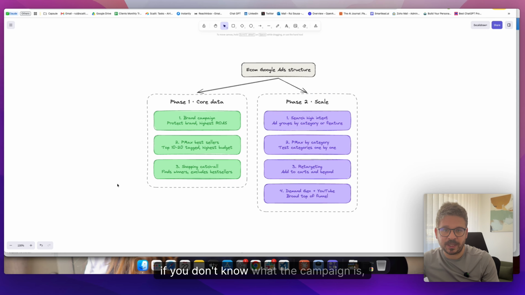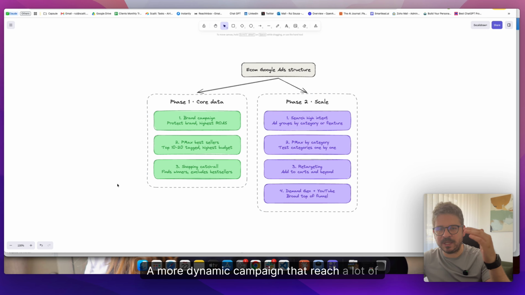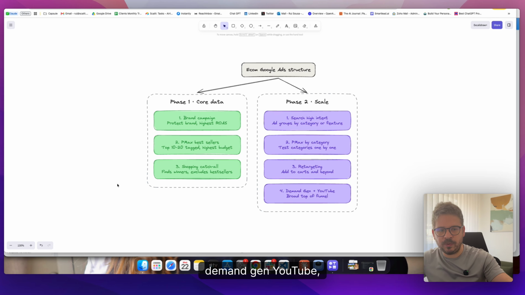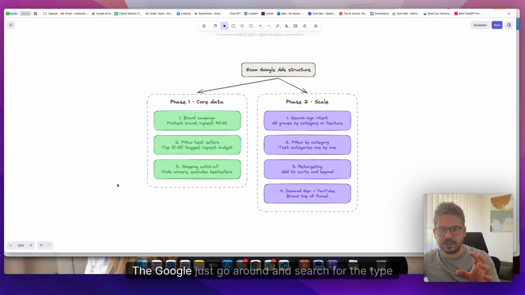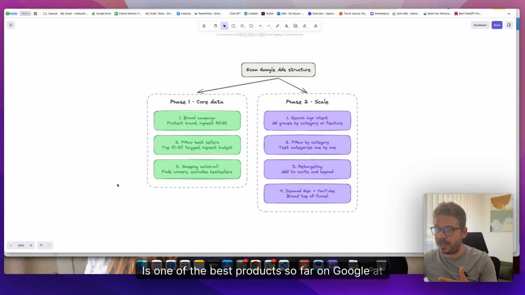Basically, the PMax, if you don't know what the campaign is, is a more dynamic campaign that reaches a lot of placements like search, demand gen, YouTube, email, and so on. So it's a little bit more dynamic. Google just goes around and searches for the type of people you are looking for, and it's a really good one. It's one of the best products so far on Google at the moment of this video. And that's what we do.